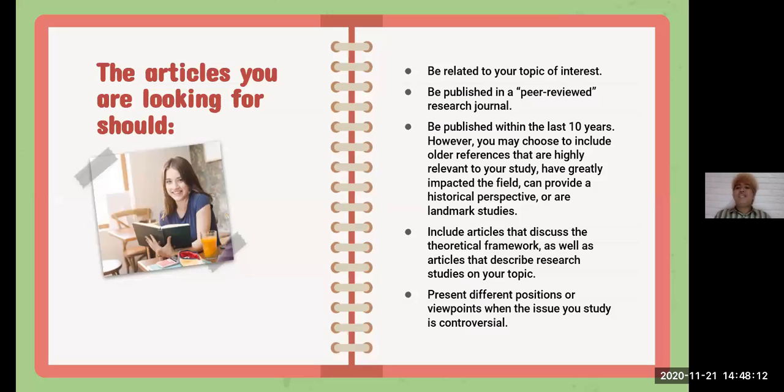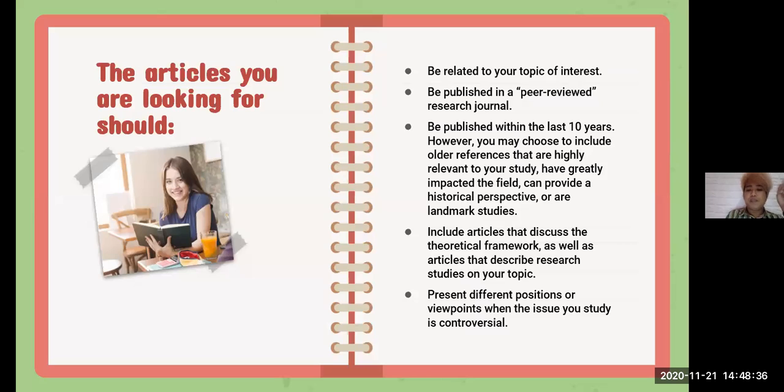Be published within the last 10 years. Pag mga studies, dapat daw as suggested within the last 10 years kasi na-obsolete naman ang data eh, no? In fact, 5 years from now may iba na yung result. Perhaps 2 years from now may iba na yung result. So that's the beauty of research. You can always change, modify, tweak, or even challenge the result of the previous published materials.